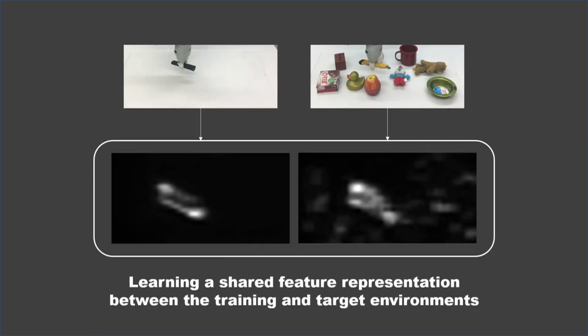In this work, we demonstrate that by using adversarial training to learn a shared feature representation between training and testing domain, it is possible to train visual policies on simple tasks using RL frameworks, and then transfer the acquired policy to other novel task domains.